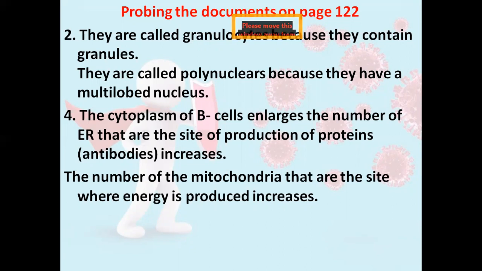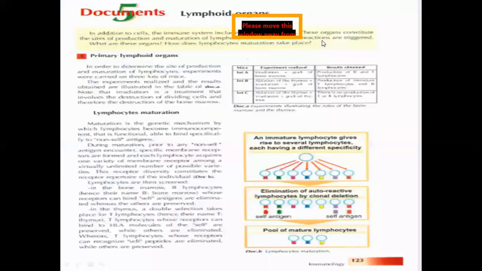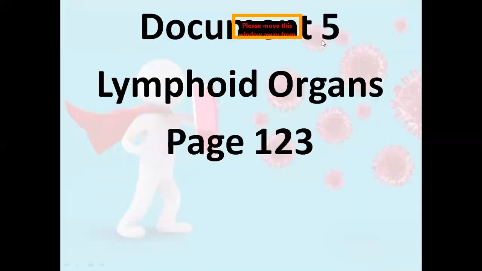The cytoplasm of the B cell enlarges and the number of ER increases. So the number of endoplasmic reticulum will increase, and this is the site of production of proteins. And the number of mitochondria will increase, so this is the site where the energy is produced. So here we finish document 4, talking about the types of immune cells. We got to know the B lymphocyte, T lymphocyte, granulocytes and others.